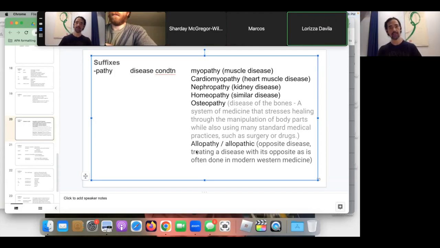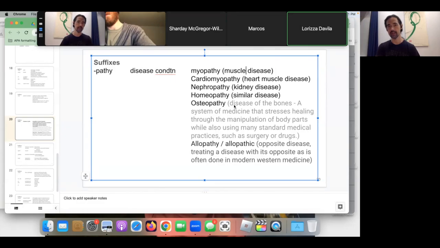That's the opposite approach of allopathy, which means opposite of disease. With homeopathy, they would give you a small amount of the same thing that causes the disease in order to cure you of it. Keep in mind, I'm not a homeopath. I'm simplifying and I'm not doing the art justice. In allopathy, they would do the opposite of the disease. So if something's growing in you, they cut it out, right? Or they poison it. They treat a disease with its opposite, as is often done in Western medicine. If something is multiplying in you, they kill it.